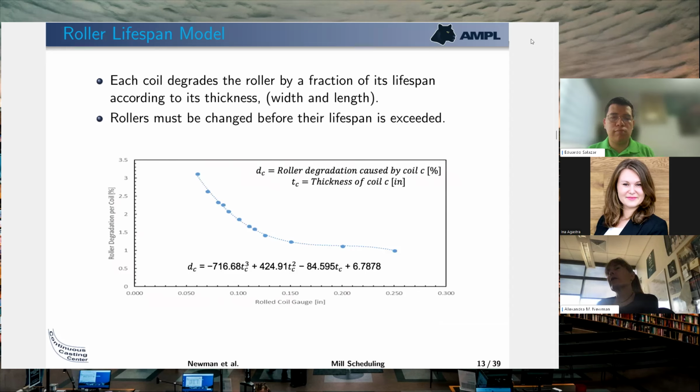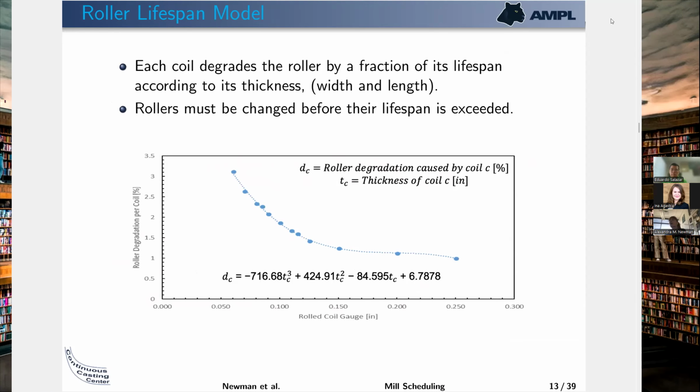This is a very rudimentary model. We've been working on more sophisticated models, but it's essentially what we're incorporating right now into the optimization model. And it's simply that when you get close to 100% degradation, then you need to change your roller. Next slide.